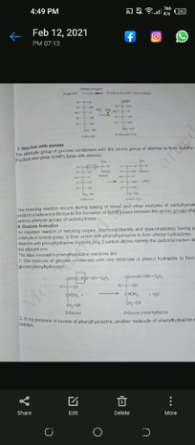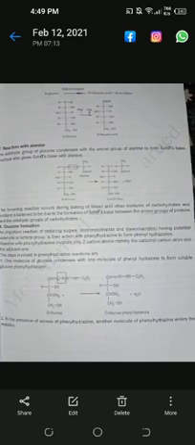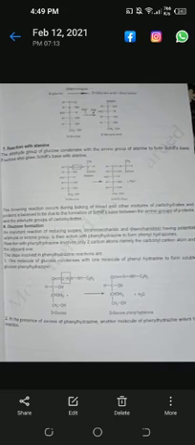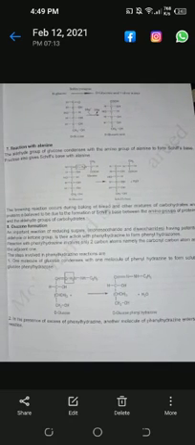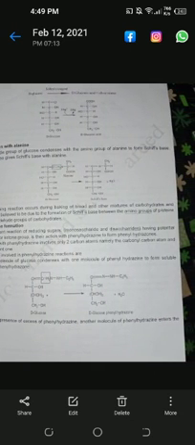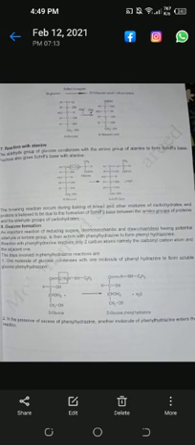Osazone formation. An important reaction of the reducing sugars, monosaccharides and disaccharides having a potential aldehyde or ketone group, is their reaction with phenylhydrazine to form phenylhydrazones. Reaction with phenylhydrazine involves only two carbon atoms, namely the carbonyl carbon atom and the adjacent one. The steps involved in the phenylhydrazine reaction are: one molecule of glucose condenses with one molecule of phenylhydrazine to form the soluble glucose phenylhydrazone. In the presence of excess phenylhydrazine, another molecule of phenylhydrazine enters the reaction.